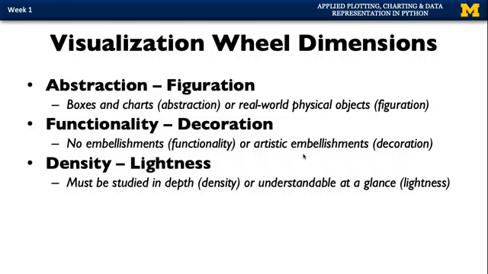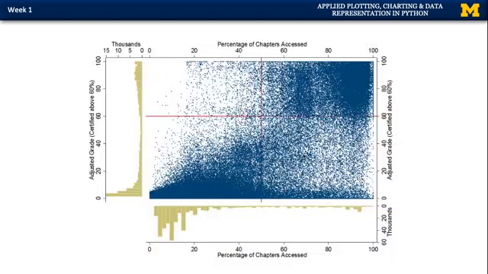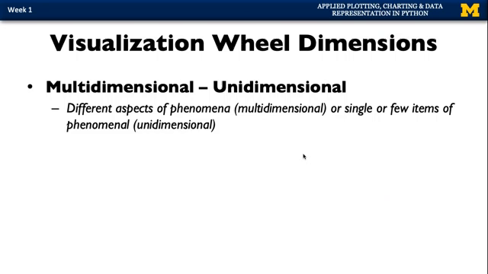So it's very important, like here we say density and lightness. This is very dense. I mean, you need a lot of information to understand this graph. But if you go to the lighter mode, it will be easy for the audience to understand. Multidimensional and unidimensional. Multidimensional means different aspects of phenomena, and unidimensional means a single or few items of a phenomenon.